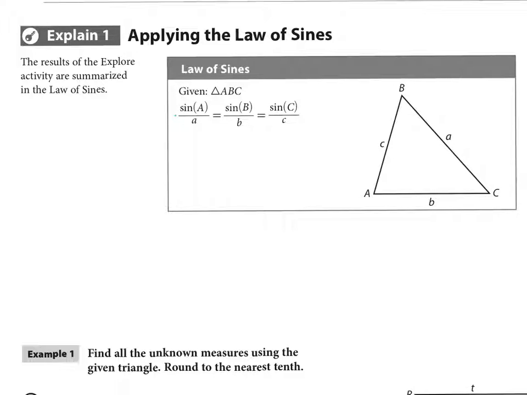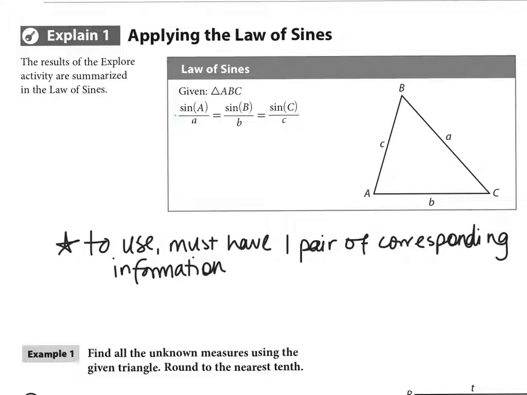So to be able to use this, you must have one pair of corresponding information. That's the only way I know to say that. So for instance, you would at least need to know like side C and angle C, or side A and angle A, right? You can't have like side C and angle A and angle B because none of those correspond, which means you wouldn't be able to set up any of the ratios. So let's look at an example of how you work one of these problems.